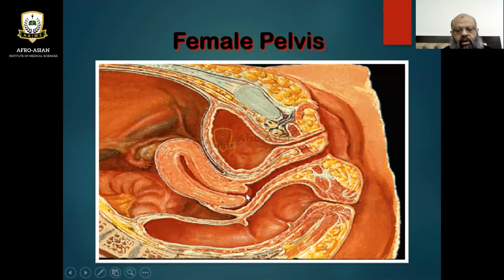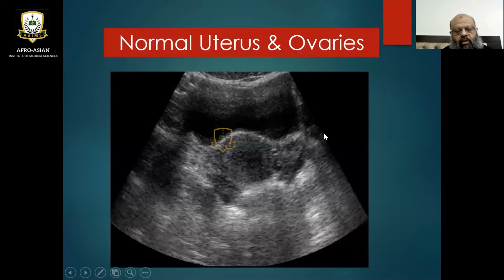In between the internal os and external os is the cervix, and beyond the internal os is the endometrial cavity. This is the body of the uterus, and we have the fundus of the uterus. Here is the rectum, anal canal, urinary bladder, pubic symphysis, and female urethra.